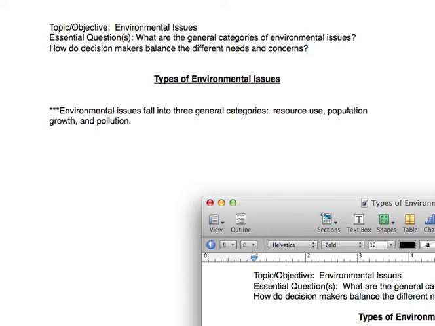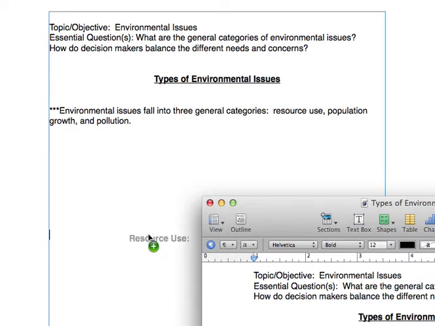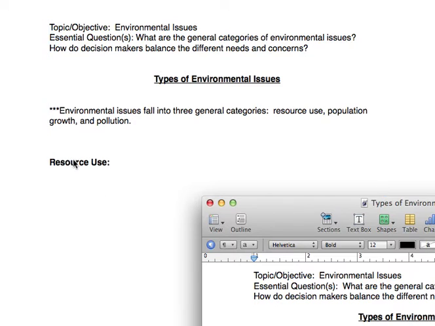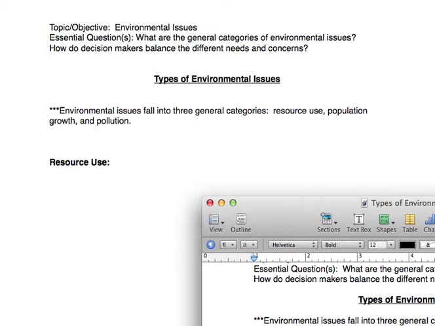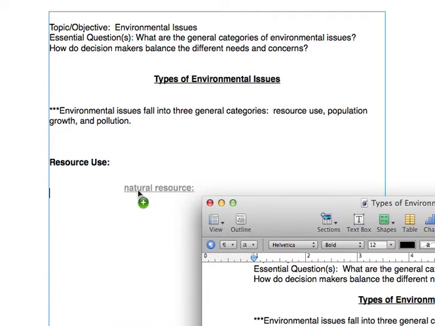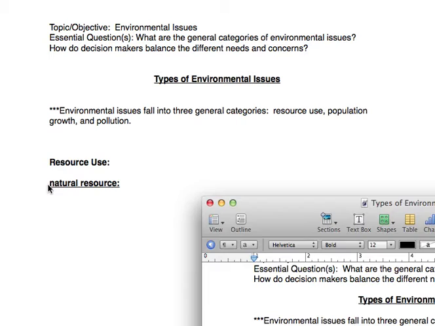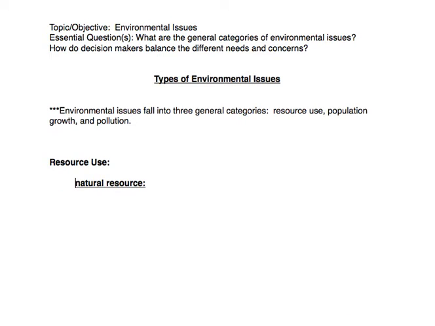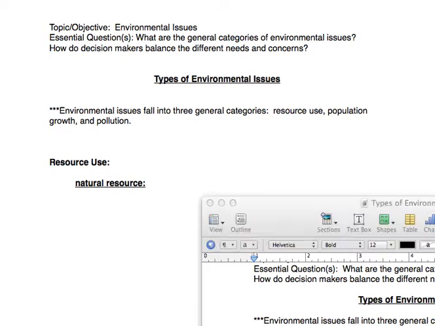So we're going to start with resource use. That's going to be our first heading underneath this big topic of environmental issues. Resource use. And we're going to define what different resources are. First we're going to talk about what natural resources are. I'm going to put that under my resource use heading, but I'm going to tab it over so I can tell that it's underneath this category here.